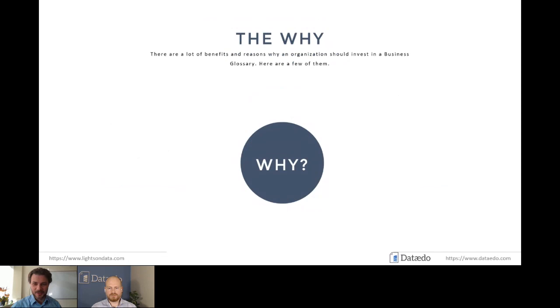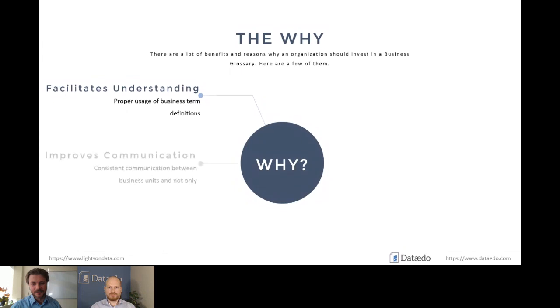And there are obviously quite a few of them. And I think the most obvious one is that really we all come into work with these assumptions based on our life or work experience. And again, we do bring them into the workplace without always validating them. And having a common understanding of proper usage of data and business term definitions does help, as you can imagine. It also enables consistent communication between business units, between employees.